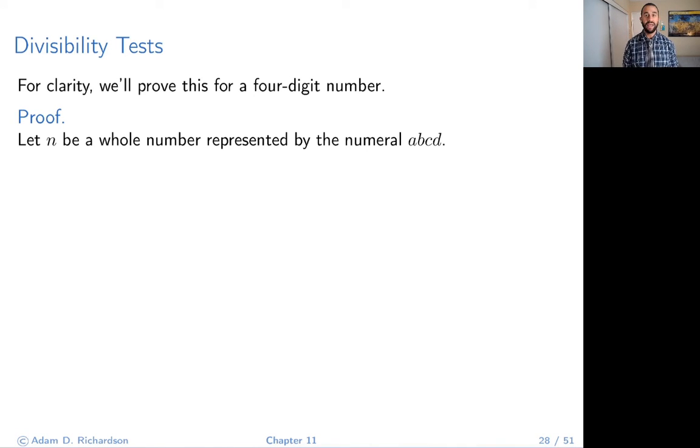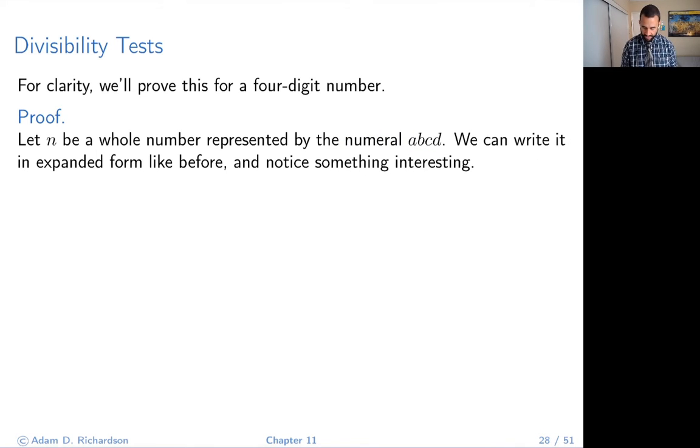So here's the proof. Let n be a whole number, and we're going to let it be represented by the numeral ABCD. Okay, so in this case, A, B, C, D are just representing some digits 0 through 9. So our number could be like 2367, or 1498, or 2166, or something like that. But we're just going to say it's ABCD, because we don't know what those digits are.